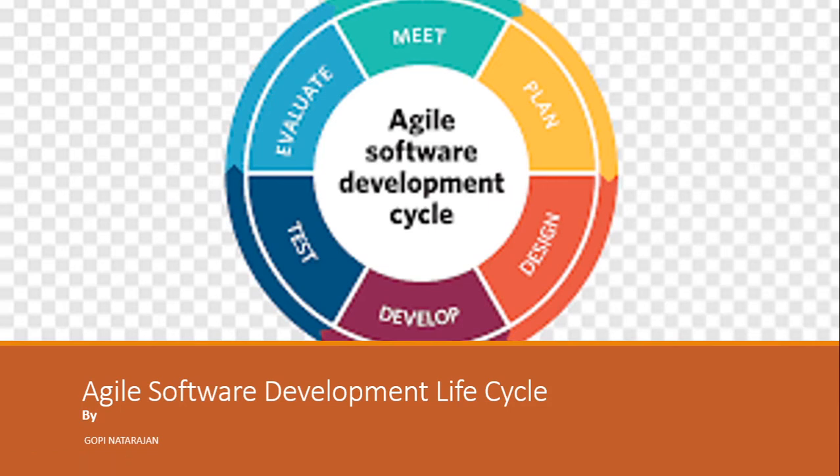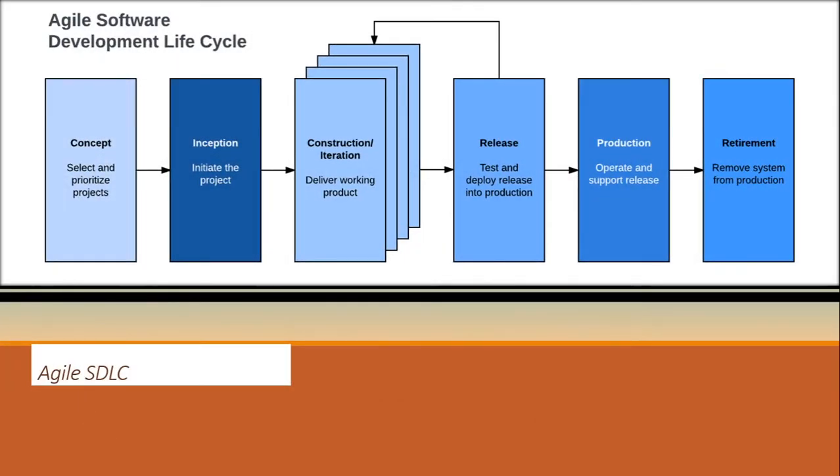Hi all, today we are going to see the Agile Software Development Lifecycle. The Agile Software Development Lifecycle has 6 phases: concept, inception, construction or iteration, release, production, retirement. We will see each and every phase in the upcoming slides.